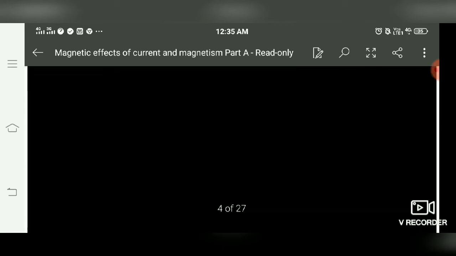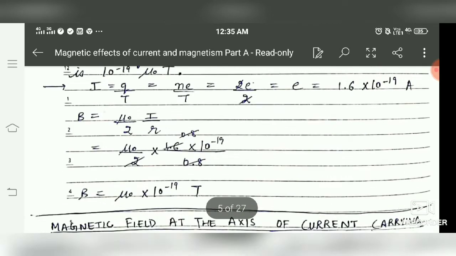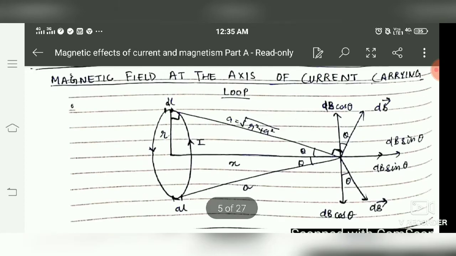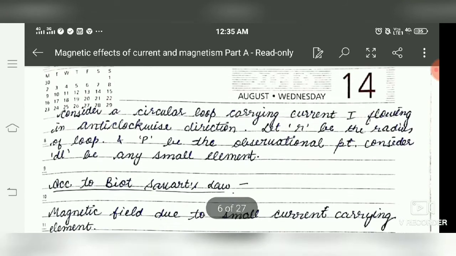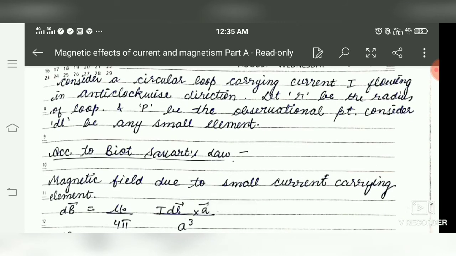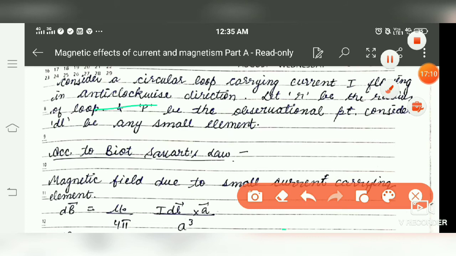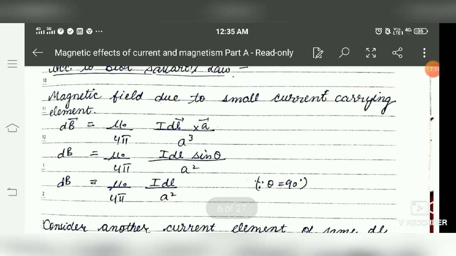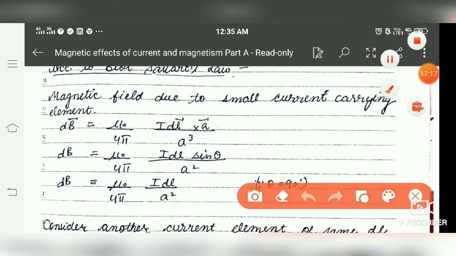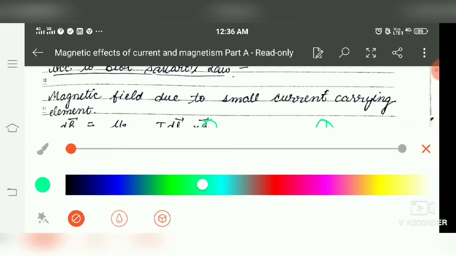So here we can see that for this loop, the angle is 90 degrees. By substituting the value and solving it, consider a circular loop carrying a current I flowing in the anticlockwise or the clockwise direction. Whatever direction you take, you have to do according to that. Now according to Biot-Savart's law, we know that the radius of the loop is a. So instead of r we have a here.